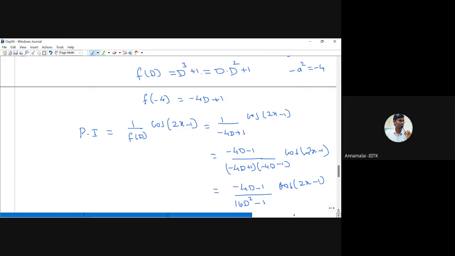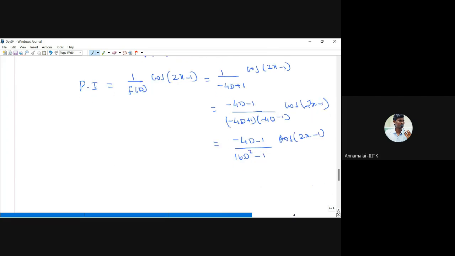Now substitute D square by minus 4 again. So we get minus 4 into 16, that is minus 64. Minus 64 minus 1 is minus 65. In the denominator we have minus 65. In the numerator we have minus 4D minus 1 times cos of 2x minus 1.